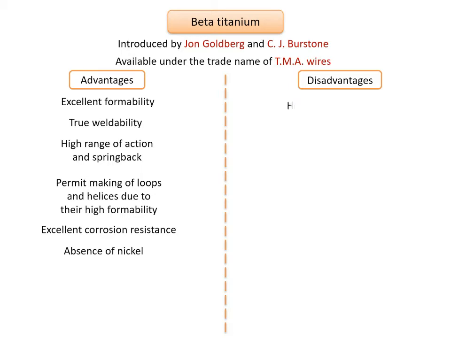The disadvantages are that heat treatment is not recommended. Beta titanium wires are generally the most expensive of the orthodontic wire alloys, and T.M.A wires have high surface roughness.